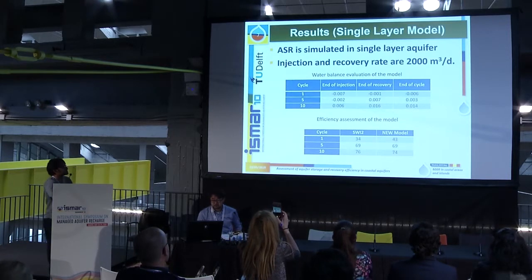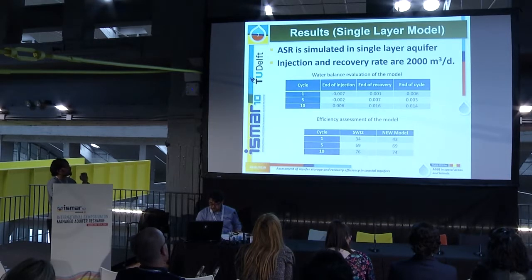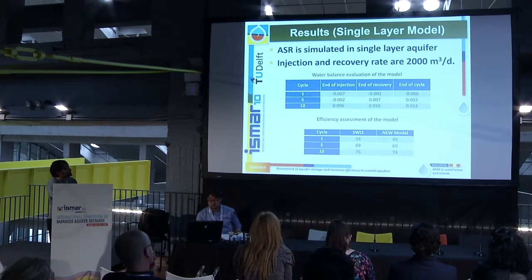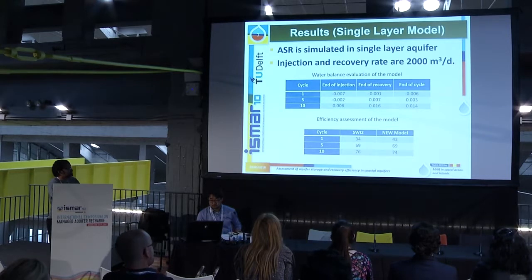At first we assumed an aquifer of 20-meter depth, and the injection and recovery is done over the whole layer of the aquifer. If we look at the water balance, we can see that this is reasonably accurate, with more or less 0.016 error. For efficiency, the model was run up to 10 cycles. At 10 cycles, it achieves 74% recovery. The same thing was simulated with the SWI2 module, which gave 76%. So we can see the model is working well.